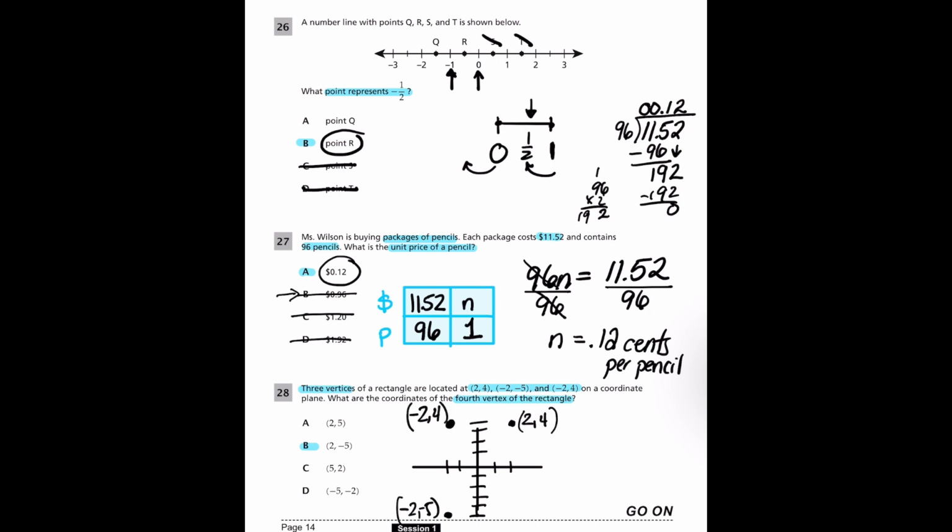Okay, so what does the fourth point have to be to make a rectangle? We know these points here. So I'm going to need another point right over here. So it has to be something down from this point. So it's definitely going to be at 2 and over on this point. So this point here would have the same x, so +2 and -5. And there you go.